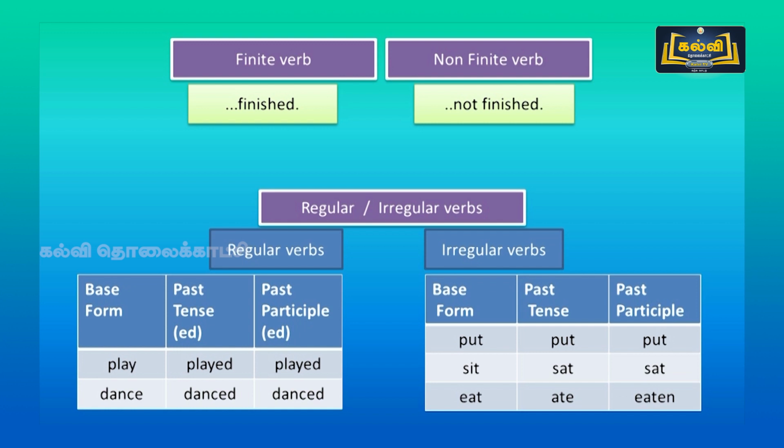Play by adding ed, played, and again for the past participle adding ed. Okay, let's move to the irregular verbs. For irregular verbs, we have base form, past tense, and past participle, and look at the divisions. Put, put, put. Sit, sat, sat. And eat, ate, eaten. We have three different forms for the irregular verbs. Right.